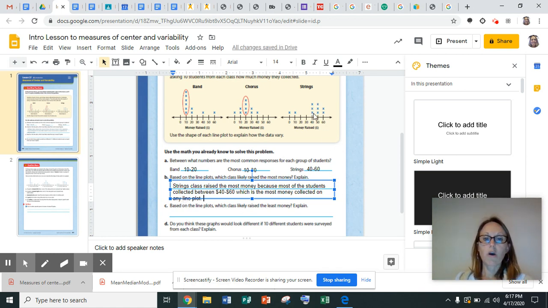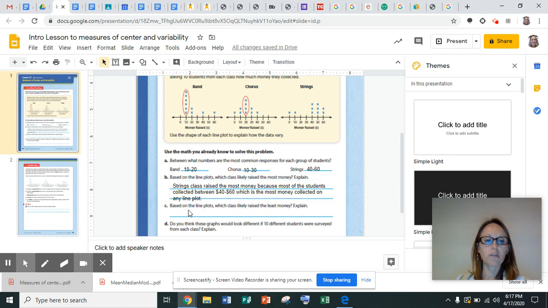Okay, so do you see how the majority of students here collected 40 to 60? So just by looking at the data without even having to add anything up or use the numbers or anything like that, we can tell just by looking at the line plots.